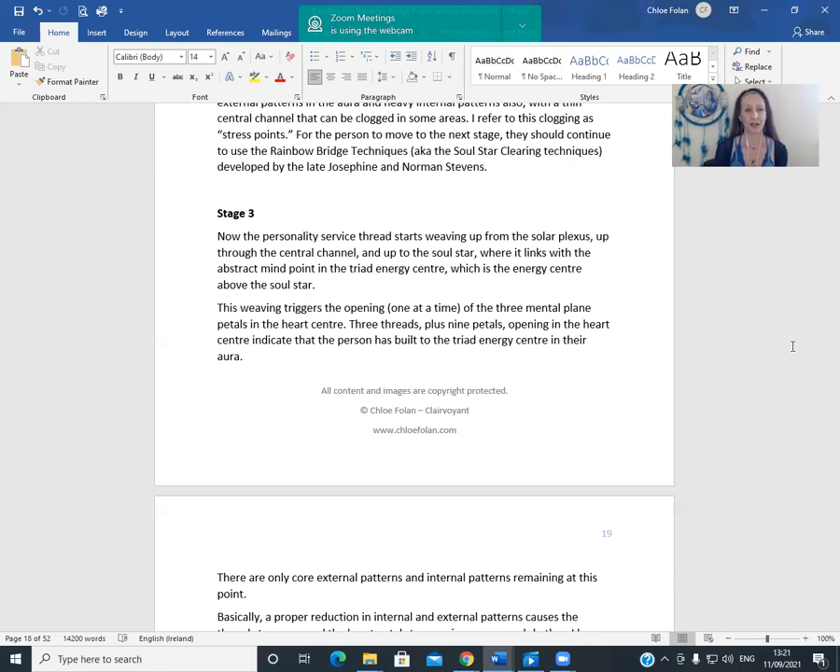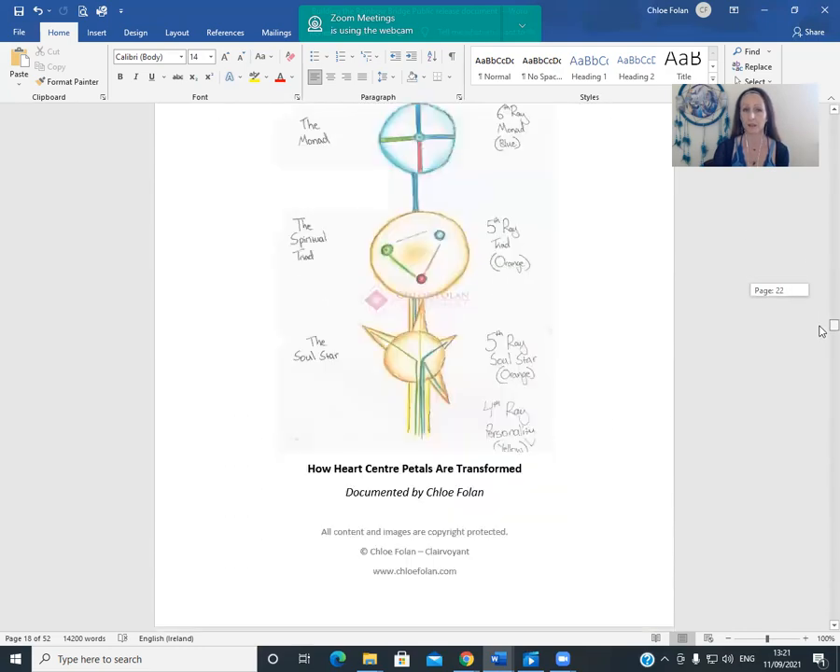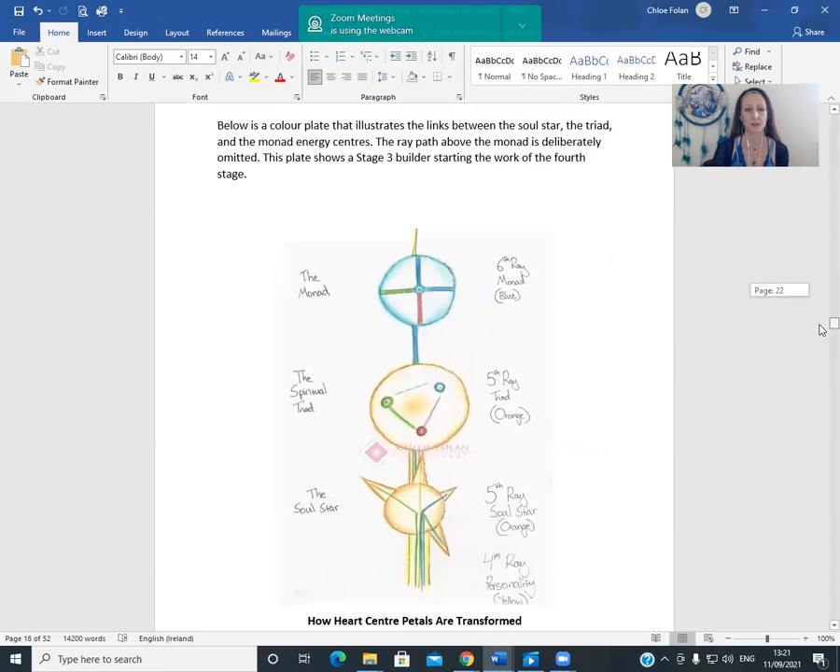So coming back to that, and actually what I would also like to do is move down to the diagram that's also in this booklet. This plate is an auric plate that I created of one of my students, who is still doing the Rainbow Bridge techniques and has progressed from this point.